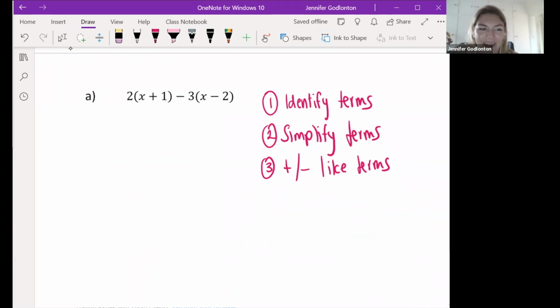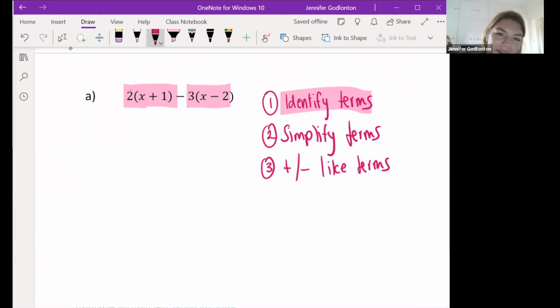Okay, let's go. Identify our terms. Term 1, term 2. That is step 1. Term 1, term 2. Okay. Step 2, simplify each term. So we're going to take that 2 and multiply it in. We're going to take this -3. We're going to multiply it in. So 2 times x gives us 2x. 2 times 1 gives us 2.